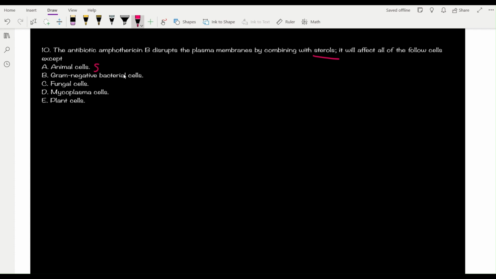Gram-negative bacterial cells, we're going to put a question mark. Fungal cells, mycoplasma cells have sterols. Plant cells, they have sterols. So the only one that does not would be gram-negative bacterial cells. So the answer is B.